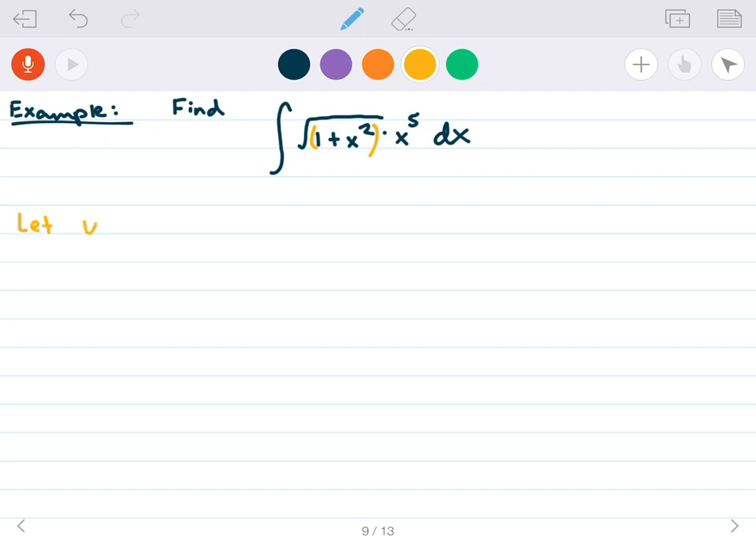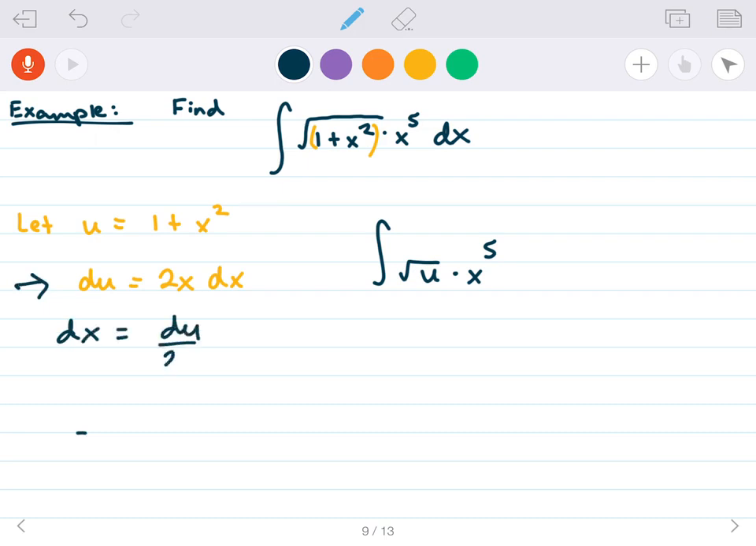So I'm going to say u is equal to 1 plus x squared. Therefore, du is equal to 2x dx. Right? All right, so I'm going to make these substitutions. So what I get is the square root of u times x to the 5, and dx. If I divide both sides by 2x in this equation, I get dx is equal to du over 2x.